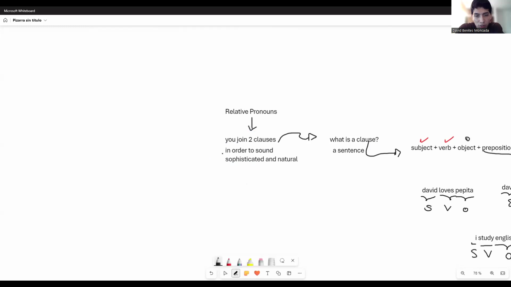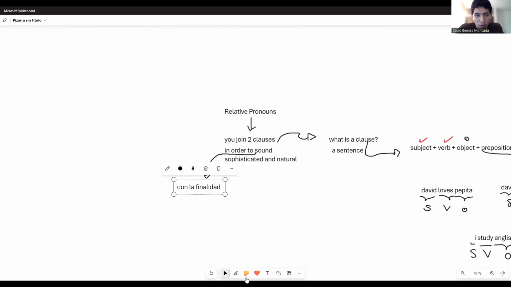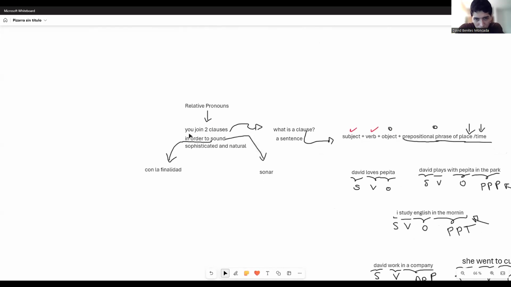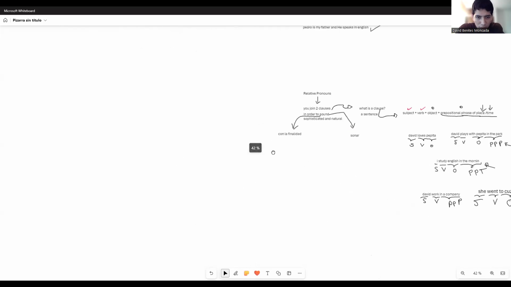In order to means like this in Spanish. Sophisticated and natural, you see? Any questions at this point? You got it? So you use relative pronouns to join two clauses in order to sound sophisticated and natural, right? Okay, focus on this part.